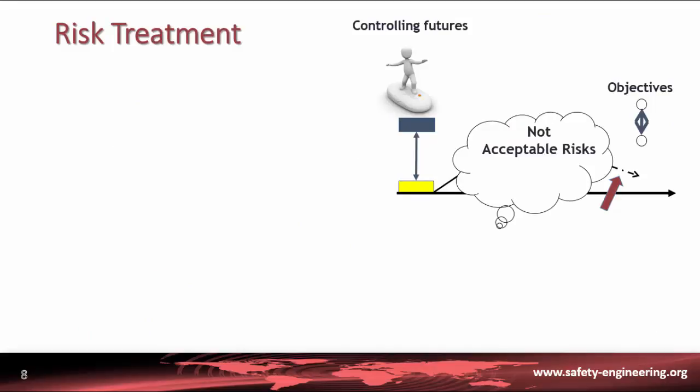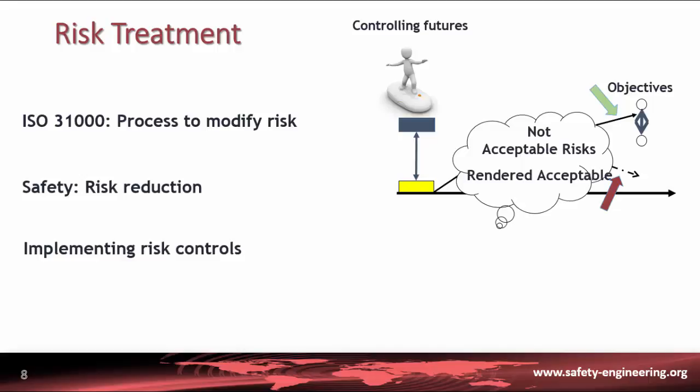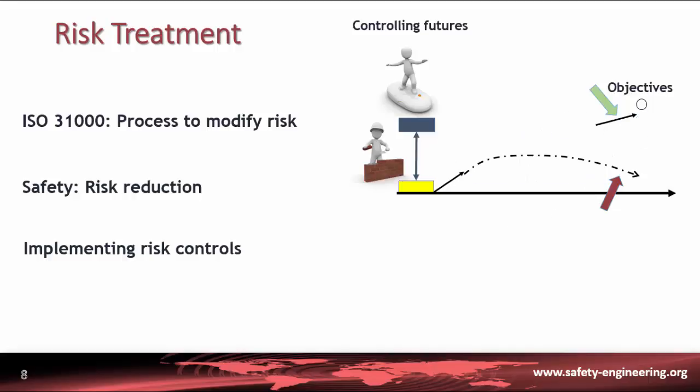To control the future and make it acceptable, unacceptable risks have to be treated and rendered acceptable. ISO 31000 defines risk treatment as a process to modify risk. In the field of safety, modifying the risk often means reducing the risk. Risk is modified by adding risk controls. It's very important to point out here that these risk controls are only implemented during the risk management phase, which comes before the execution of the action plan. Without these controls, the risk is unacceptable. The presence of risk controls in operation renders the risk acceptable.